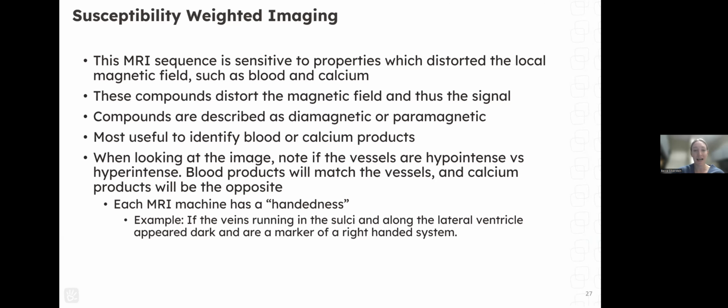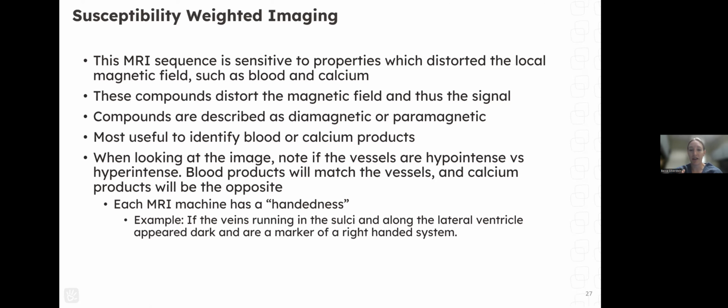Compounds are either described as diamagnetic or paramagnetic, and what that just basically means is diamagnetic means they have their own magnetic field, paramagnetic means they do not have as much of a magnetic field. It's most useful for identifying blood or calcium products. So when you're looking at the image, you also want to know kind of what type of sequence you're looking at. There's a lot of different susceptibility weighted imaging. You might see something called like a SWIP with a P or SWIP with an M. Kind of a rough way to understand what you're looking at.